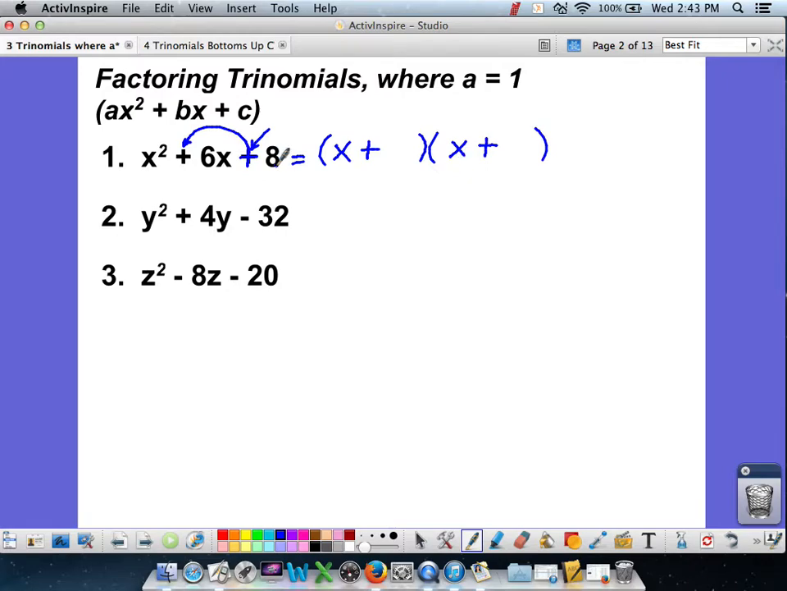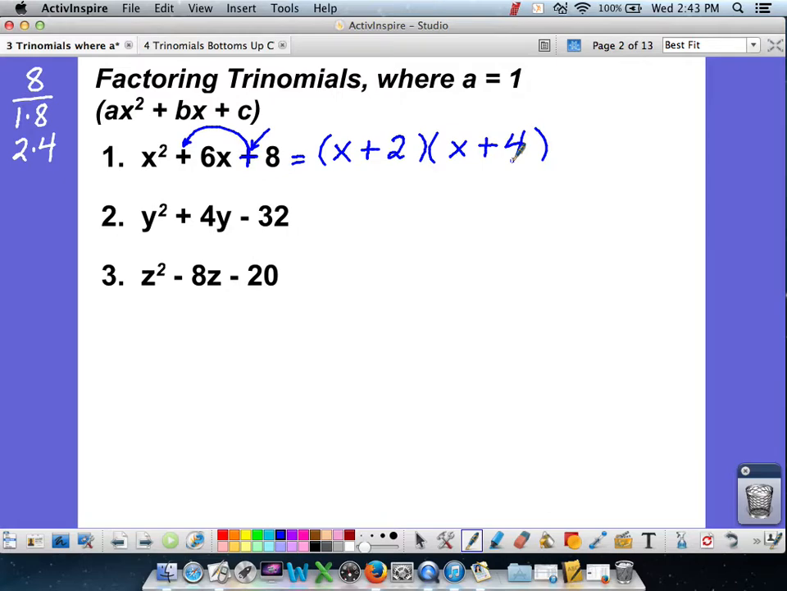Then I look at 8, and here's the little song I sing. What are factors of 8 that add and give me 6? Here's where knowing your multiplication facts comes in handy. So I'm going to come over here and say this is 8. That's 1 times 8, 2 times 4. Those are my factors. So I look there and go, which one of these add and give me 6? Well, it's 2 and 4. So I'm going to plug those in. Since the signs are the same, it does not matter which you put where.